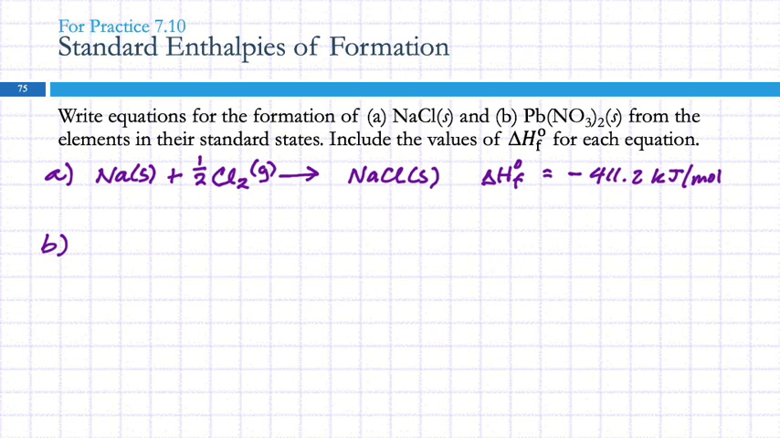Okay, so let's do this other one. So we've got Pb(NO3)2, solid. So we can look at the letters in there and we see that there is lead, which will have some state. And there's nitrogen, and oxygen. I'm just leaving spaces for the states.